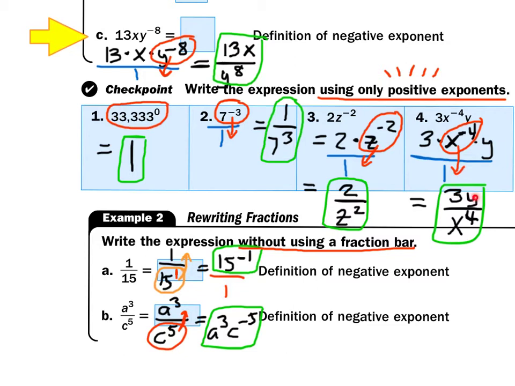So the 3y is still on top. Put your fraction bar. And then it's x to the positive fourth power. You just made that little baby happy.